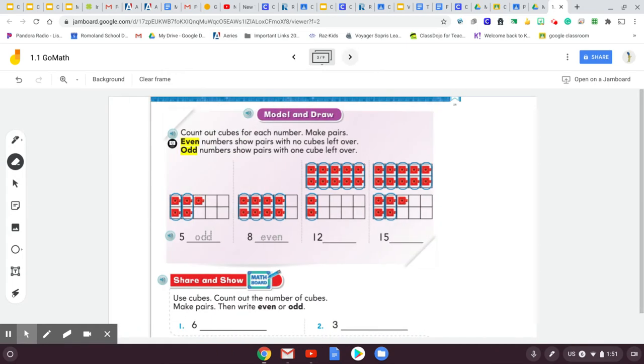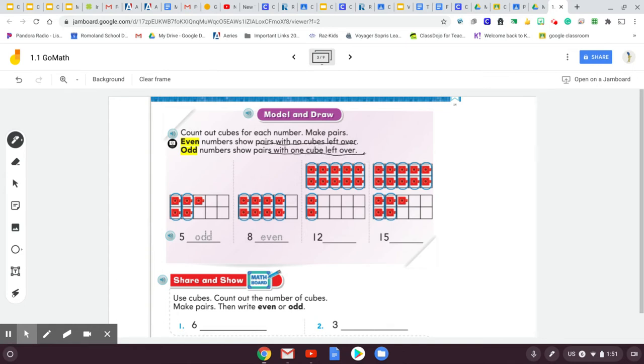Okay, so now I'm on page 14. So turn your page to 14 to model and draw. Count out cubes for each number. Make pairs. Even numbers show pairs with no cubes left over. So let's go ahead and highlight that. I'm going to highlight it with a color. Even show pairs with no cubes left over, and odds show with one cube left over.